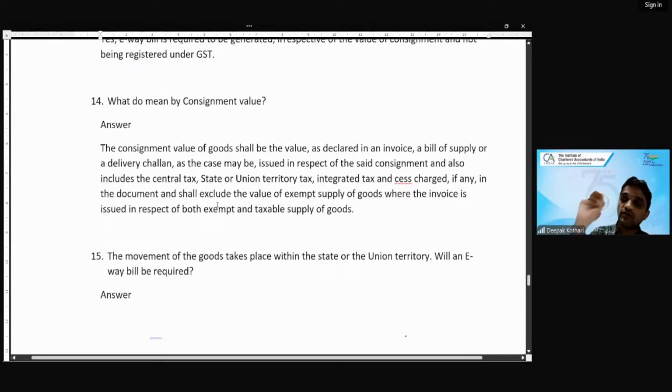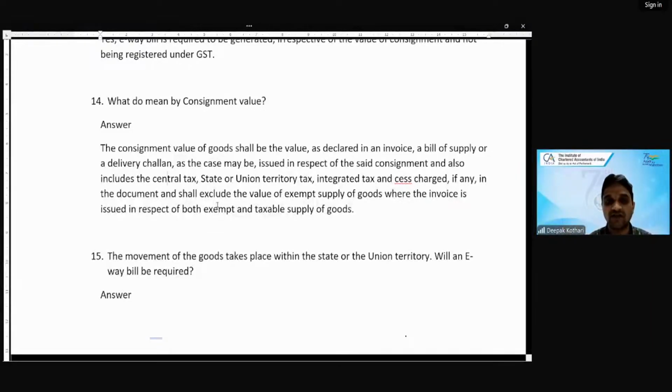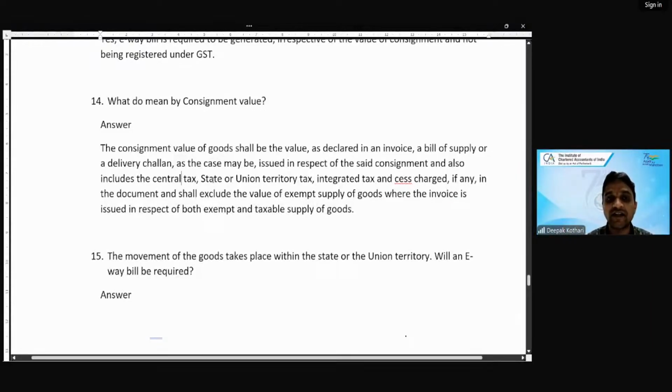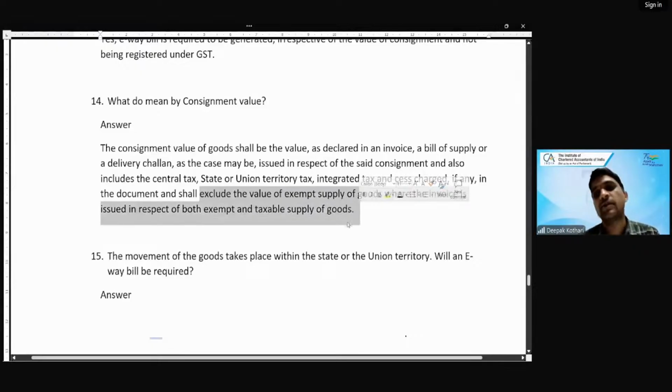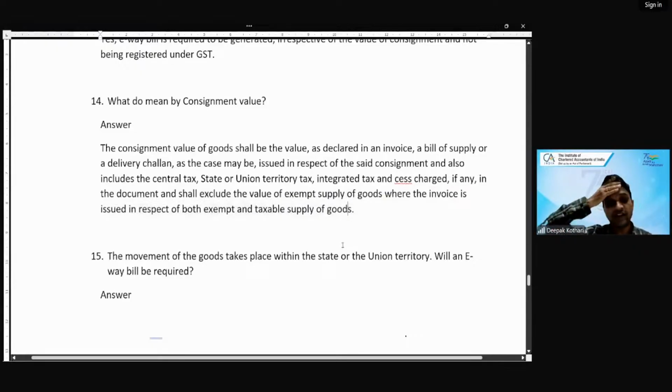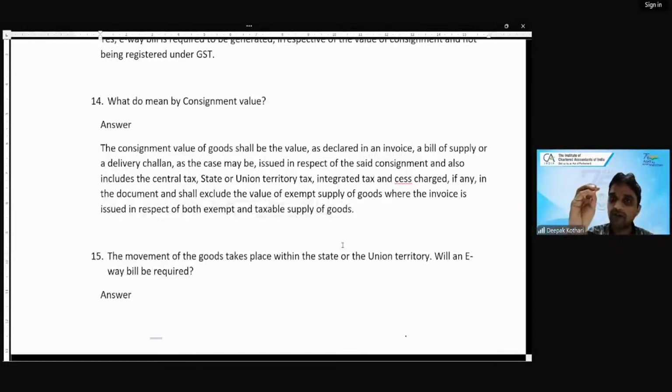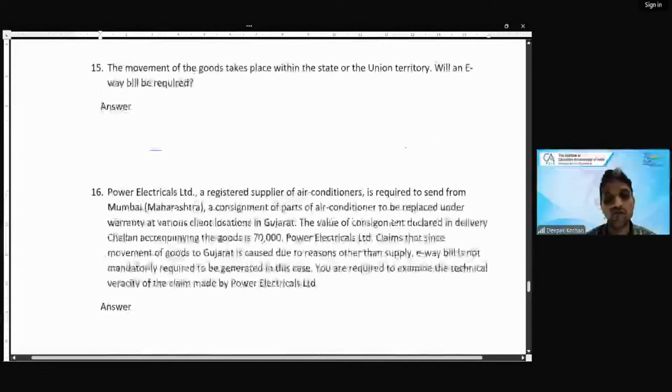It also includes not only the value of the supply, but the value and the taxes also: the central tax, state tax, union territory tax, integrated tax, and cess if any in the document, and shall exclude the value of exempt supply of goods. It only excludes the value of exempt supplies, but it always includes taxable supply and the tax also.